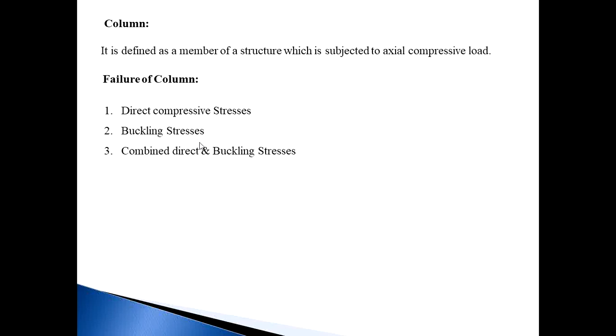Buckling stress or buckling failure means the length of the column is more with respect to its lateral dimension, so it fails due to buckling. And combined direct and buckling stress means the combination of these two, direct compression and buckling.